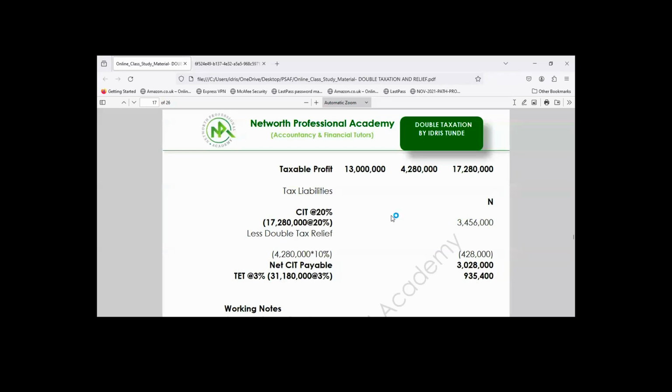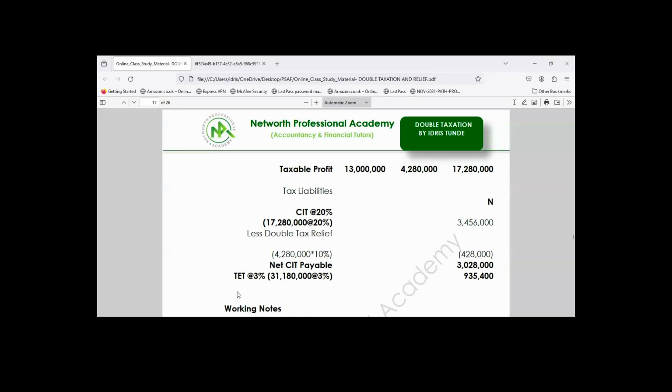So out of this 17,280,000, which income wants to suffer double tax? 13 million is Nigeria business. Ghana is 4,280,000. It is the one that wants to suffer double tax. So I will now say 10% of 4,280,000. That is the double taxation relief. I will get my double taxation relief at 428,000. So I will remove it from CIT of 3,456,000 so that I can get net CIT payable of 3,028,000.